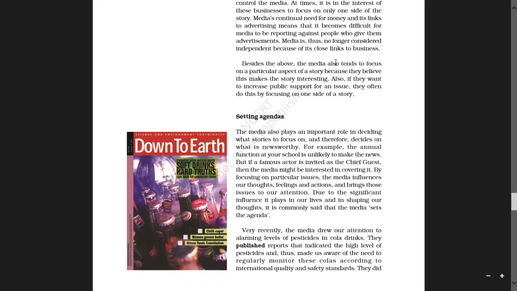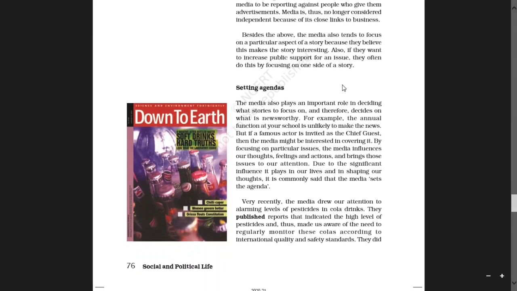Besides the above, the media also tends to focus on a particular aspect of a story because they believe this makes the story interesting. Apart from the above, the media also regularly behaves in a particular way to focus on a particular aspect of a story. It is because they believe this makes the story interesting.